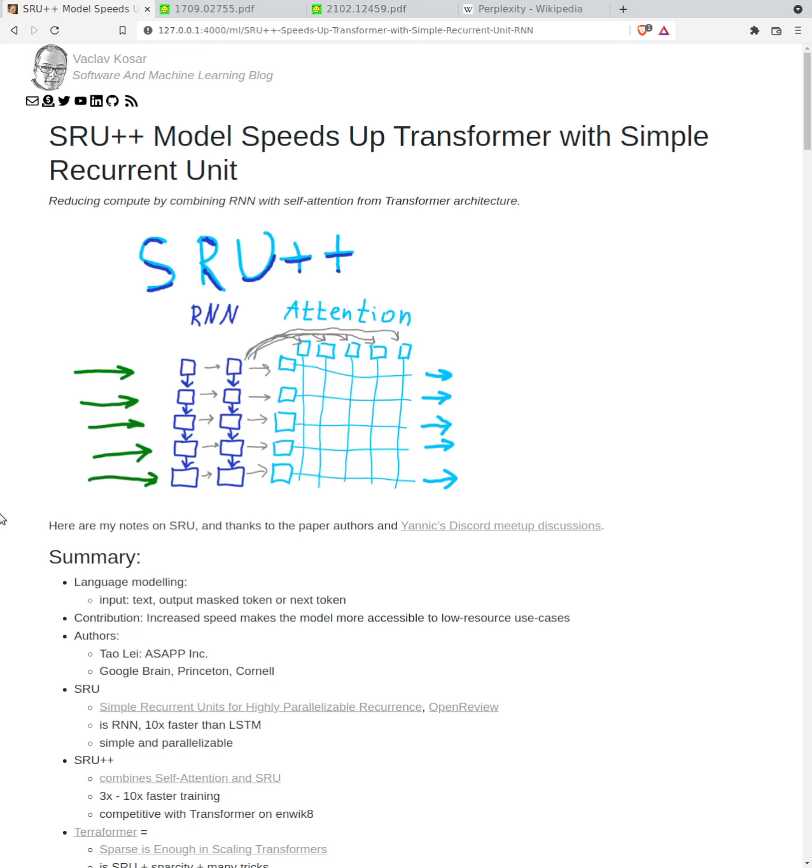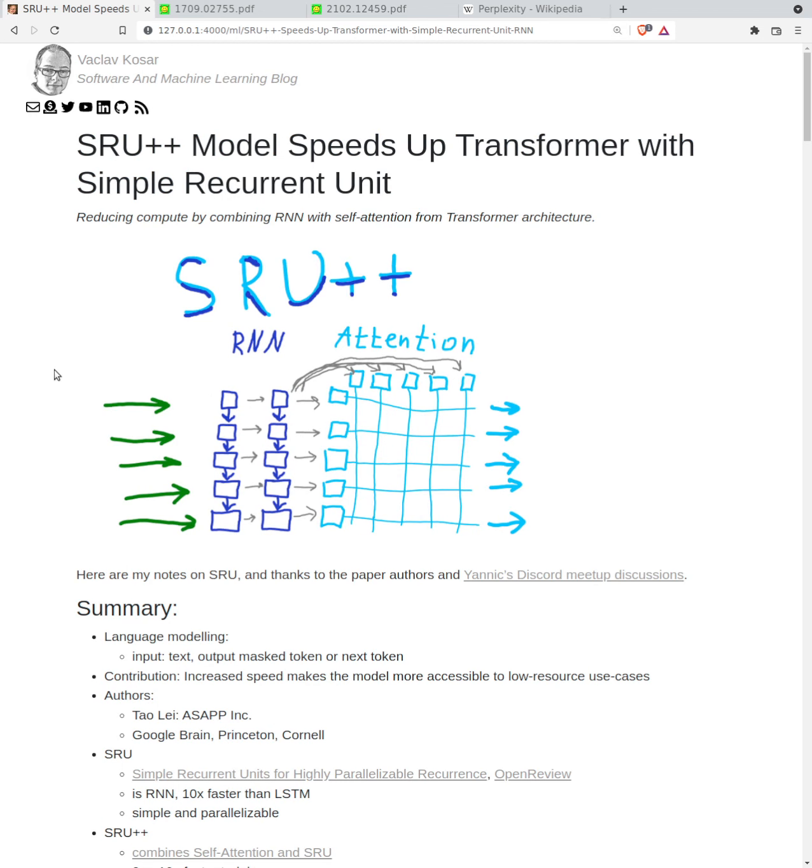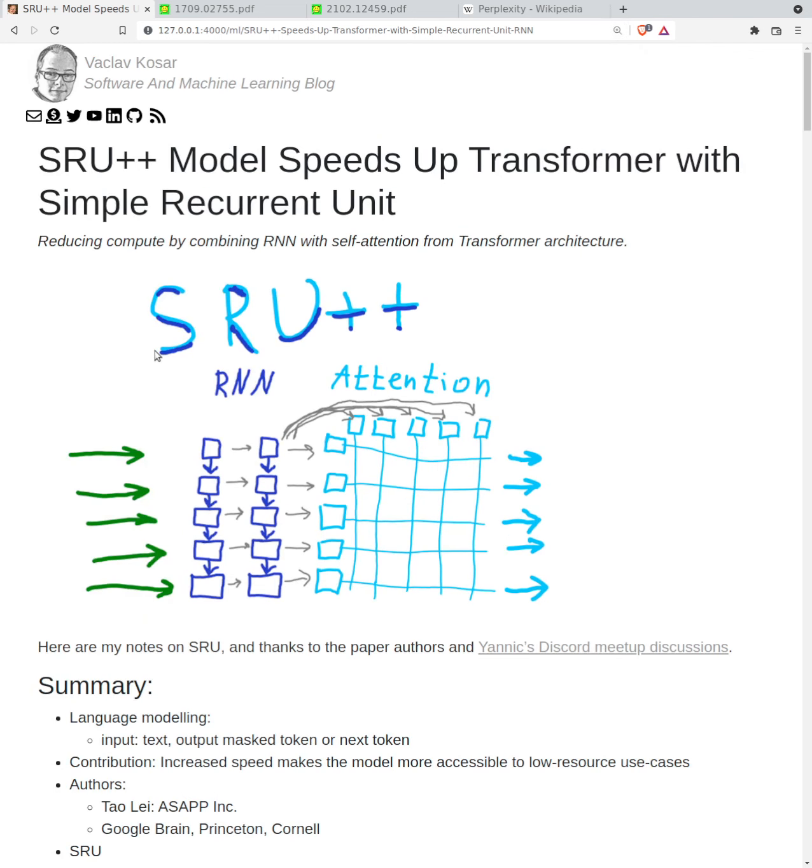How does this work? I have this graphic here on the screen, and basically this is an architecture for sequence to sequence or sequence to next token prediction. So the input of the model is some sequence of tokens, some embeddings. Each token is represented by a vector. And in the recurrent neural network, which is included at the beginning of this SRU++, there are these faster units.